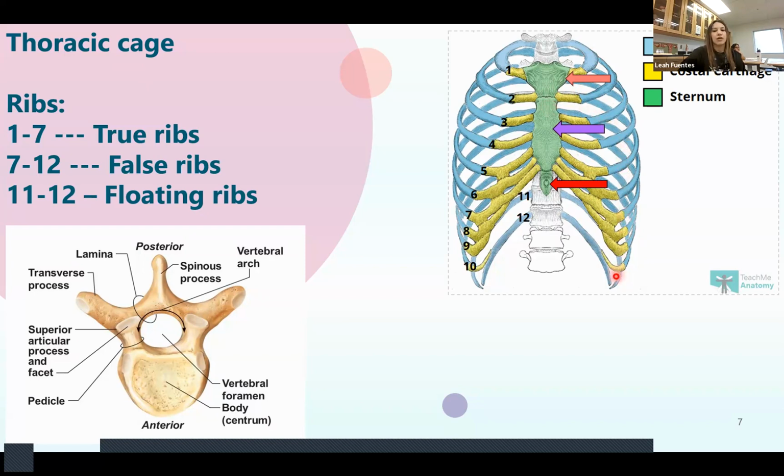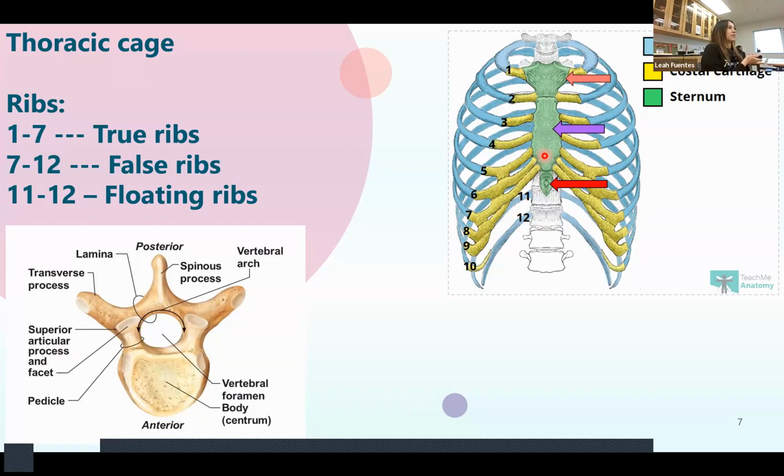Ribs 7 through 12 are all false ribs. Not 7 through 12, 8 through 12, sorry, typo. 8 through 12 are false ribs. Specifically, 8 through 10, they do articulate with the sternum, but they have rib, costal cartilage that attaches to the costal cartilage from rib 7, and then attaches to the sternum. So it's not directly, it's not like a clear path.